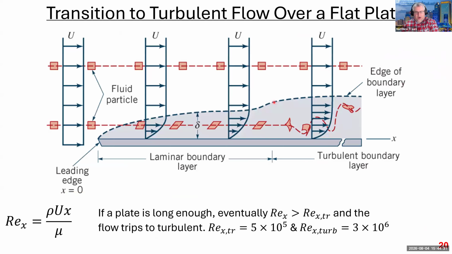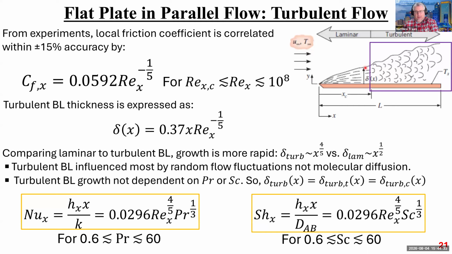And this one as well, right? The boundary layer grows much faster in turbulent flow than it does in laminar flow. And you should remember that from your fluids prerequisite class. The turbulent boundary layer is influenced most by random flow fluctuations, not by molecular diffusion, right? There's a lot of mixing, a lot of turbulence. The fluid is constantly getting mixed up. The momentum is getting mixed up. The thermal energy is getting mixed up in the turbulent boundary layer as a result of all those turbulent eddies.